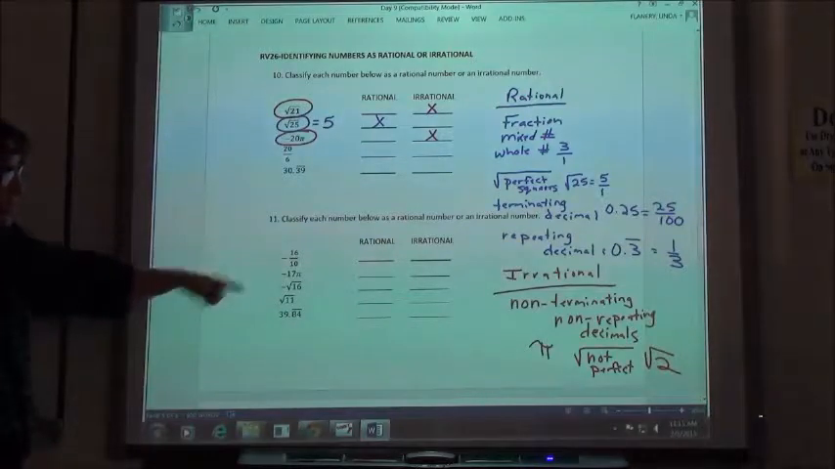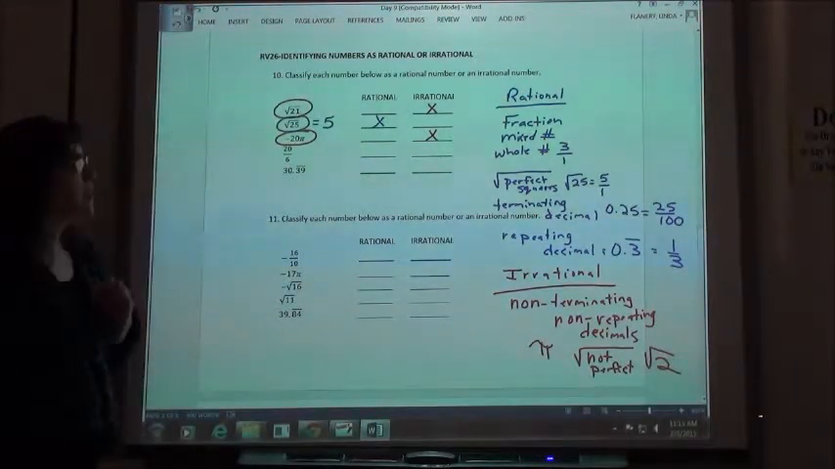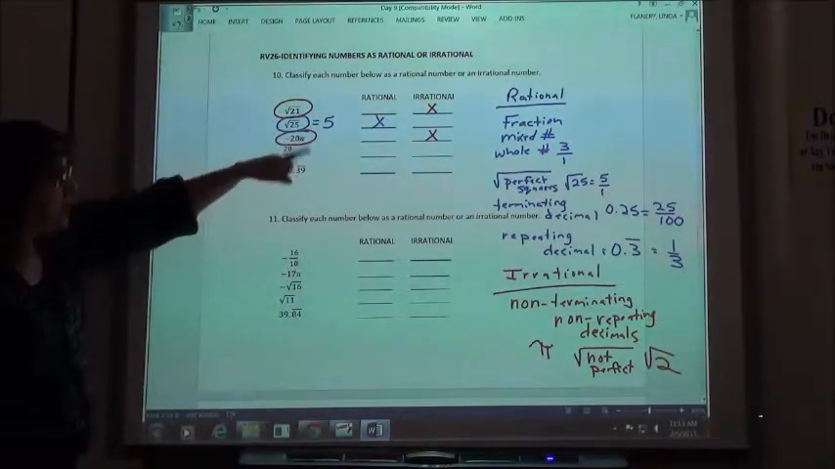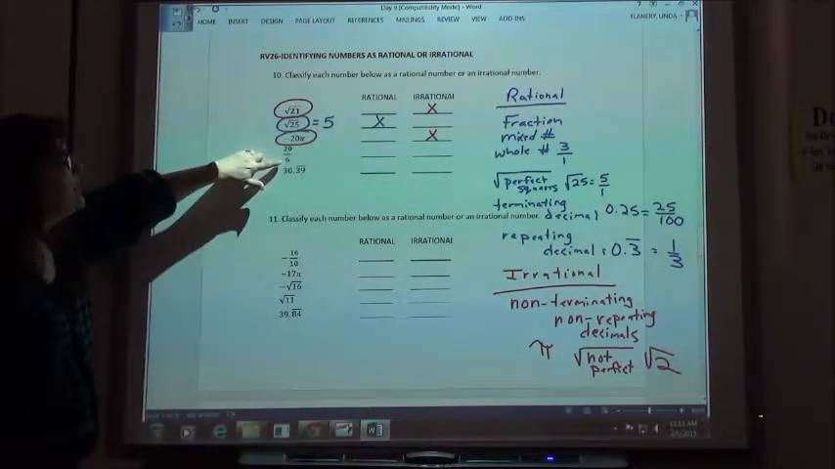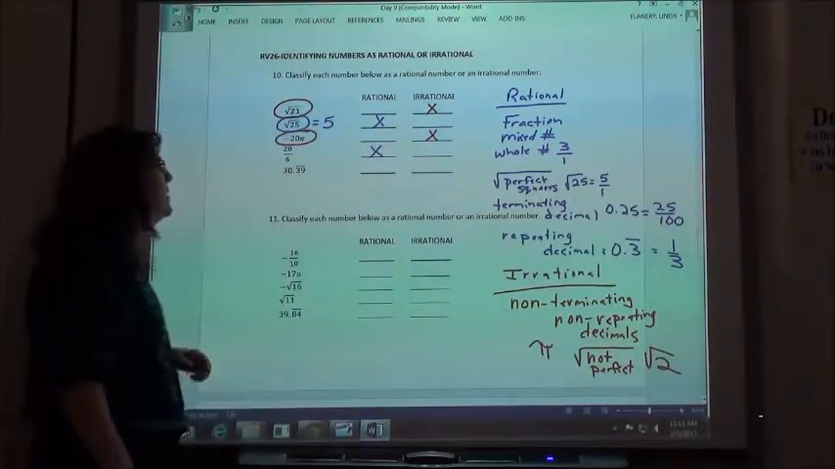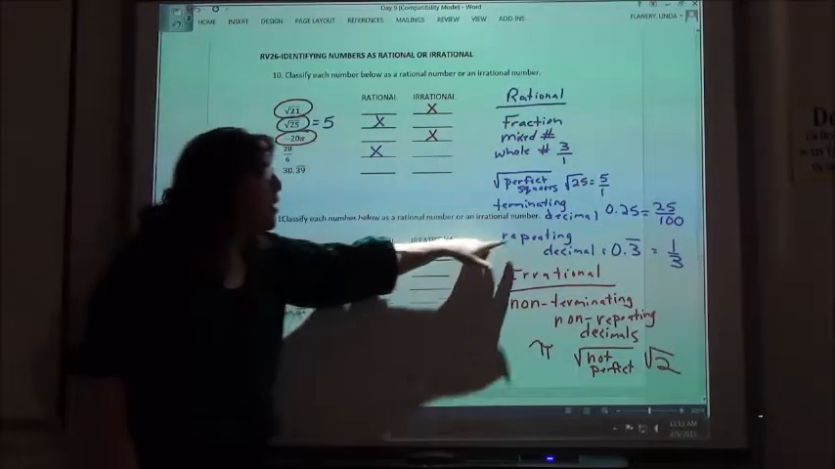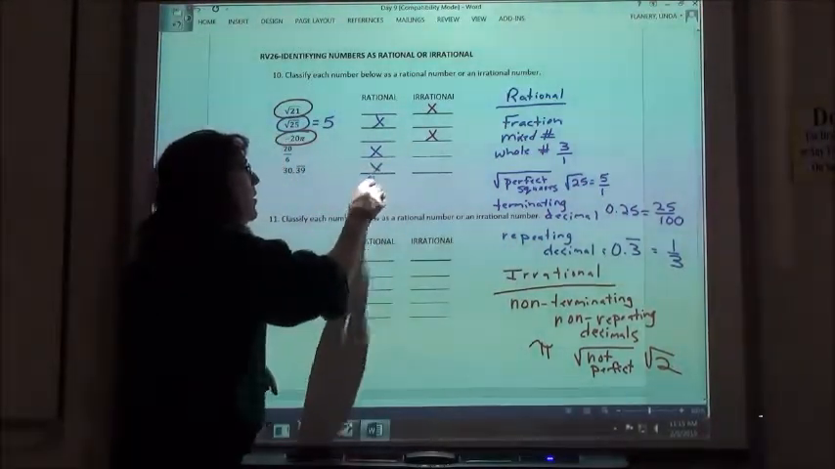Now those were the only 2 things I had on my list. Pi and the square root of something that's not a perfect square. The rest should be on our other list. 26. 26 is a fraction. That's what a rational number is. 30.39 with the bar. The bar means it's repeating. Repeating decimals are rational.